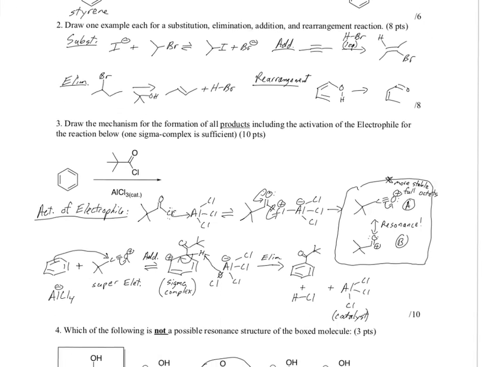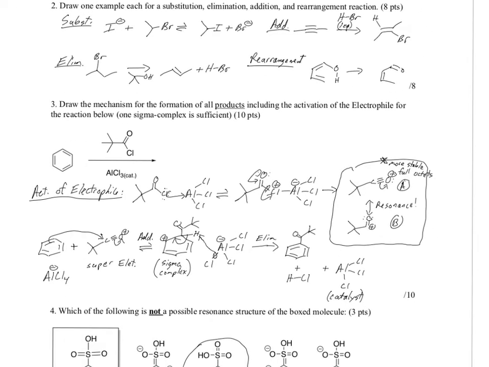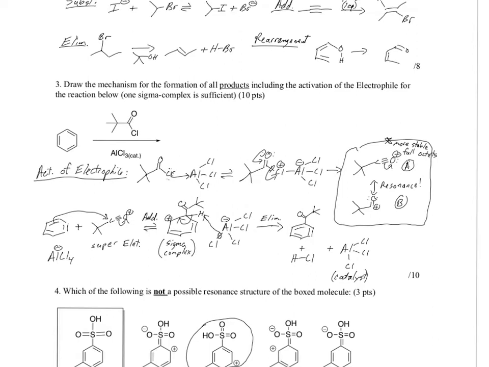All right, keep going here. Now we're starting to look at electrophilic aromatic substitution. Draw the mechanism for formation of all products, including the activated electrophile, for the reaction below. One sigma complex is sufficient. So the first step you need to do is make the electrophile. So the activated electrophile. You have what's called an acid chloride.